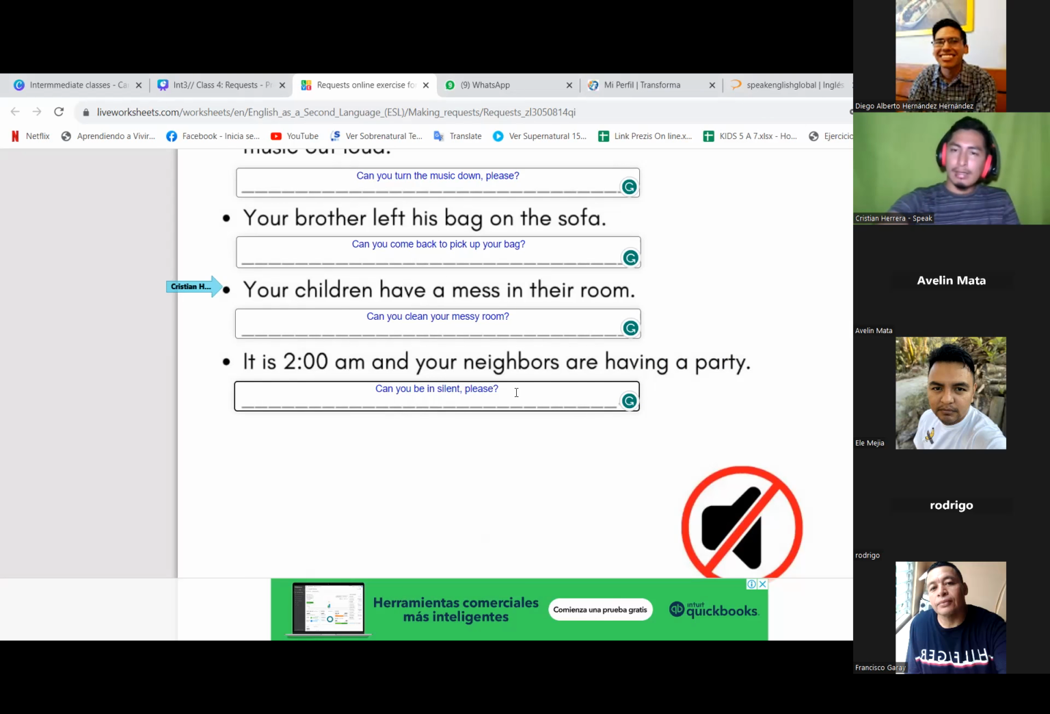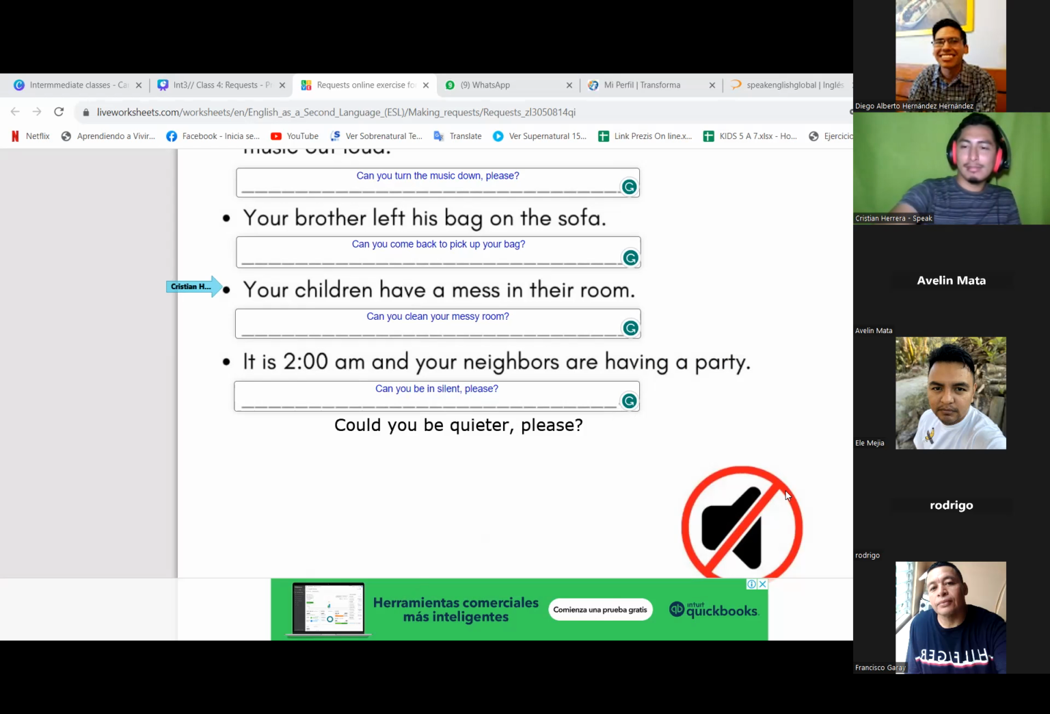What do you think? Let's see. Diego, what do you think? Could you be more quiet, please? Could you be more, well, be quieter? Could you be quieter, please? Okay. Yeah, in this case, the comparative, okay, so it is quieter, because it's a short adjective. Okay. I like it. What do you think, Rodrigo?